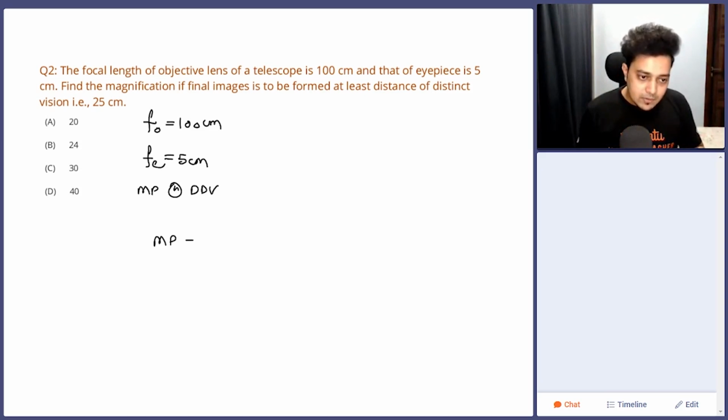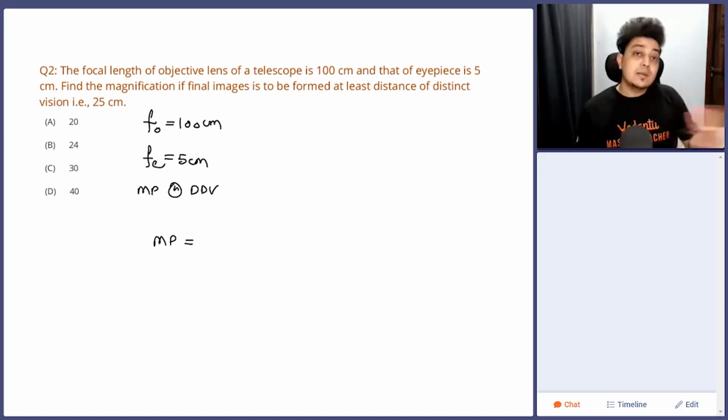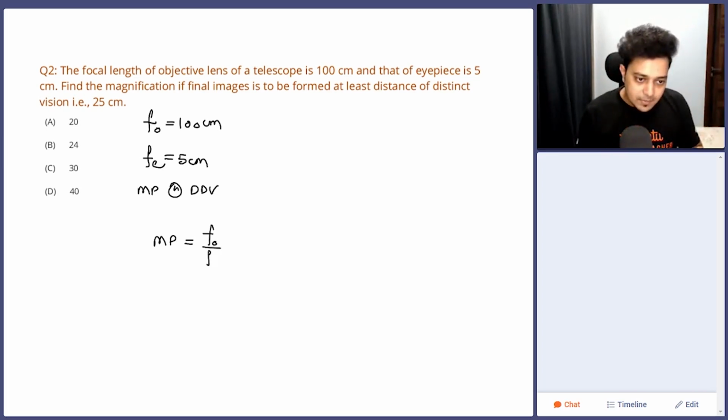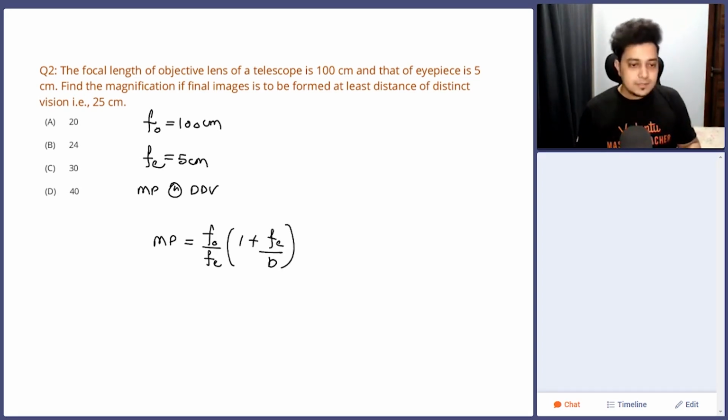So magnifying power for a telescope, an optical instrument, has a different magnification. It's not like regular magnification, it is angular magnification. We call this magnifying power. So for a telescope where specifically the image is formed at DDB, the formula for magnifying power will be FO by FE into 1 plus FE by D. Right, this is one of the special cases. Magnification at infinity is one special case, and this is magnification at DDB. This is another special case.